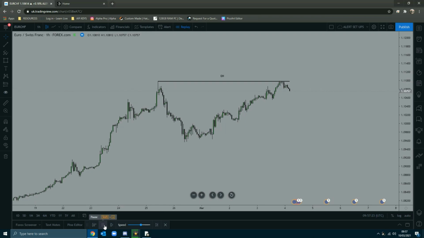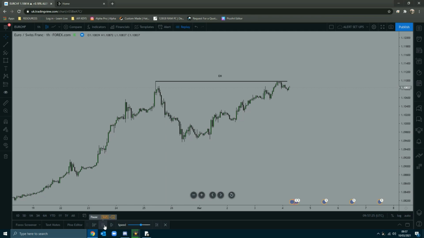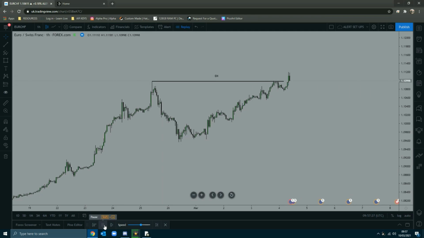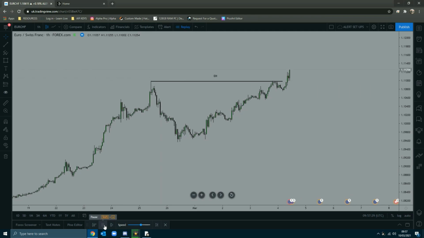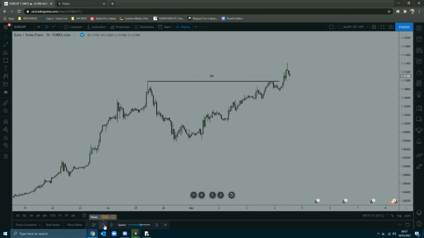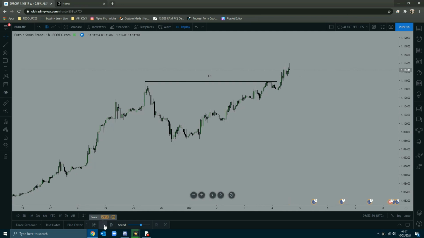Okay, so this is Euro Swiss on the 1 hour chart. I'm going to break down to a 15-minute chart in a minute just so you guys can see in a little bit better detail. All right, so we're starting to get a stop run there. Okay, and we want to see, do we get price rejection? Okay, so that's all we're waiting for.